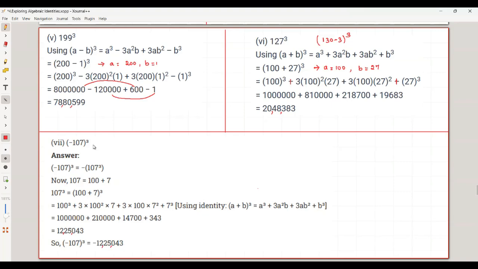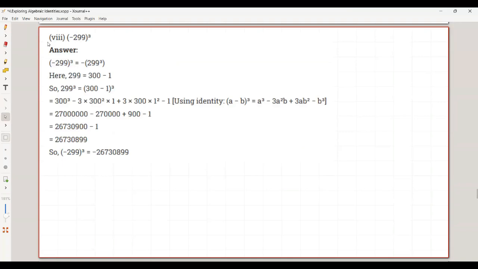Okay. If it's a square, the minus is outside, and while squaring it will become plus. But here we have cube. So minus into minus into minus, finally we'll be getting the answer as minus only. So the answer will be in minus. Right? So therefore the answer is in minus. Okay, so the same, you can just take minus outside. It will become minus 299 the whole cube.